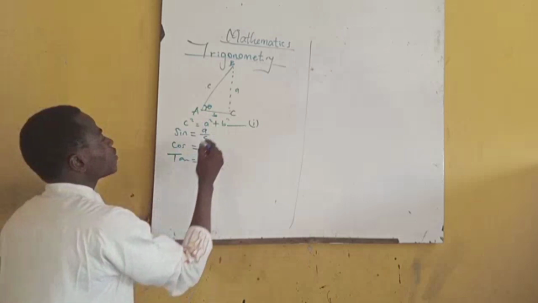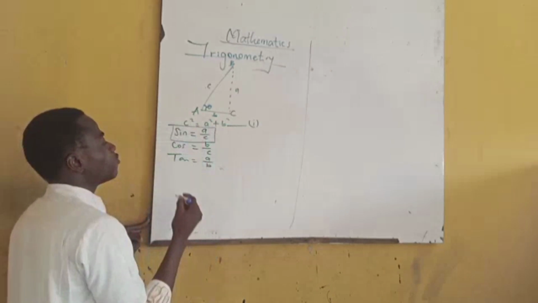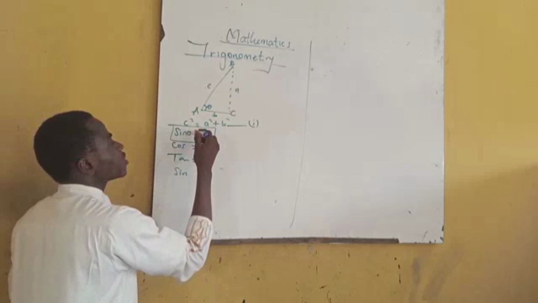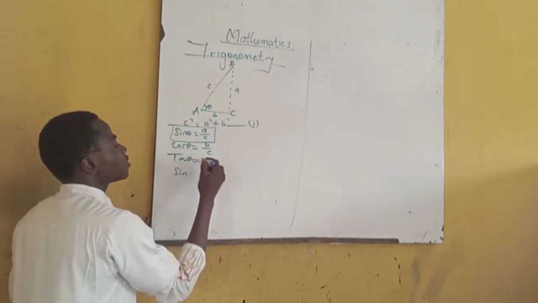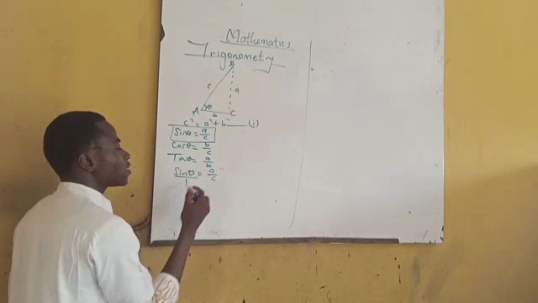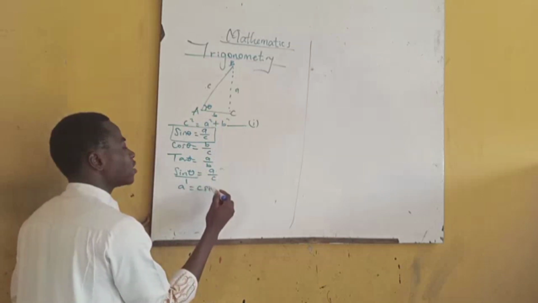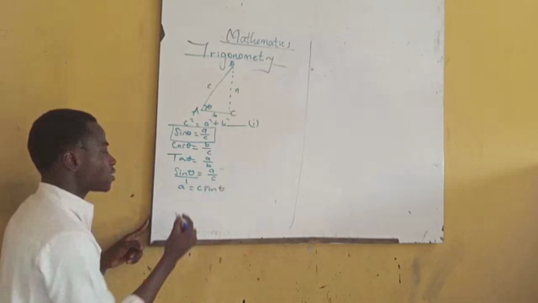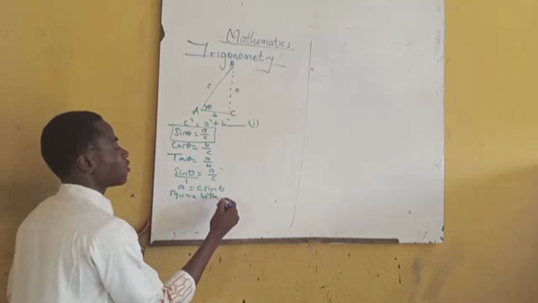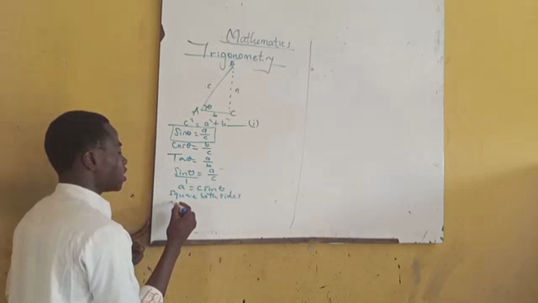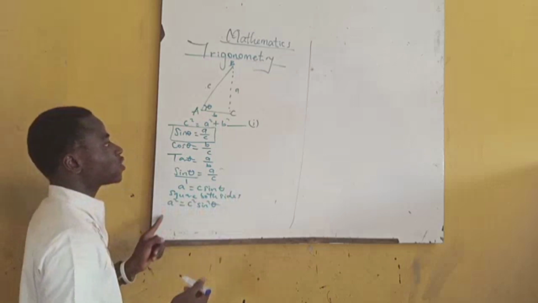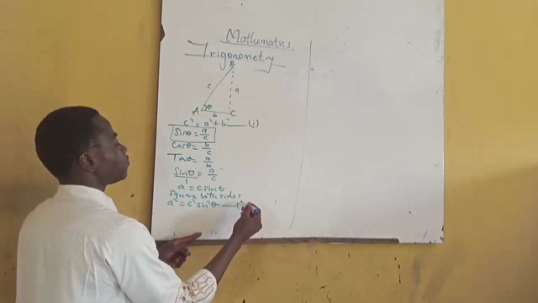So using this first one, sine theta equals A over C. If I cross multiply, I can say A equals C sine theta. I can also square both sides. If I square both sides, A squared equals C squared sine squared theta. So I've gotten another equation. Let me call this equation 2.